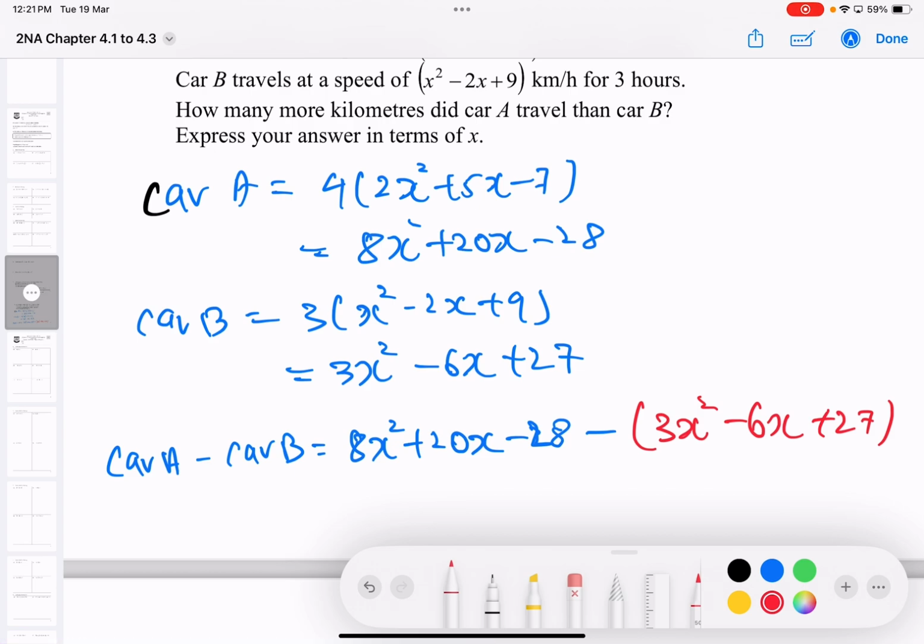You must put brackets, ladies and gentlemen, because you are not just subtracting the 3x squared, you are subtracting the whole distance of car B. So you must make sure you put brackets around the whole thing.